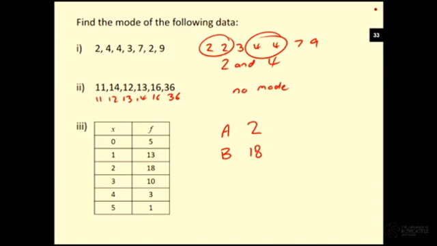It's true that we go to the highest frequency, but the answer's not 18. What happened 18 times? 2. There were more 2s than anything else. There were 5 zeros, 13 1s, 18 2s. So the highest frequency tells us that the mode was 2. Okay? All right, let's put a 10-minute break there.